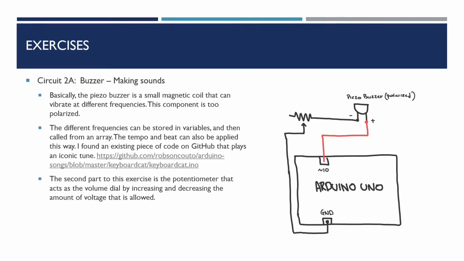On to Module 2 exercises. We have the buzzer. The piezo buzzer is a small magnetic coil that can vibrate at different frequencies. This component is polarized, unlike the potentiometer.